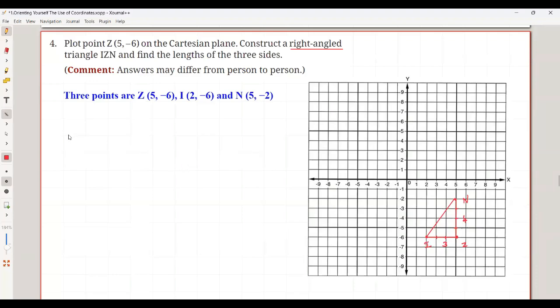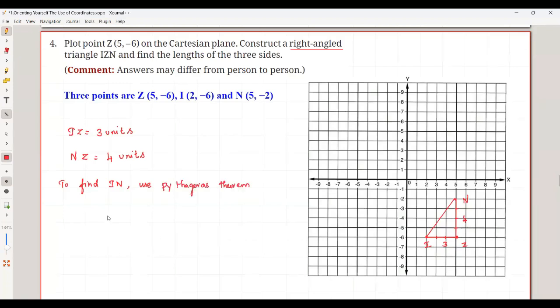Now first you can write what sides we have got. IZ is equal to 3 units. Next, NZ is equal to 4 units. That you can get by counting on the graph. Now I have to find out IN. To find IN, we have to use the Pythagoras theorem.